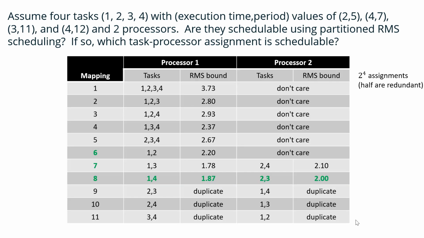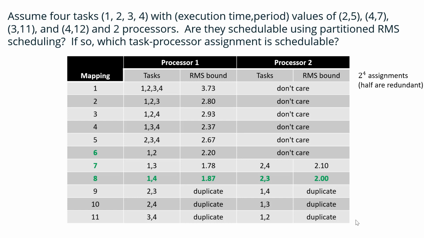Okay. So I say 2 to the 4th power because you could think of this as having 4 symbols where each symbol has an alphabet size of 2. You have to pick one processor or the other. So it's 2 to the 4th power. Half are redundant though, because if you put all tasks on processor 1, or half the tasks on processor 1 and the other half on processor 2, that's equivalent to just swapping the 2 processors, right?